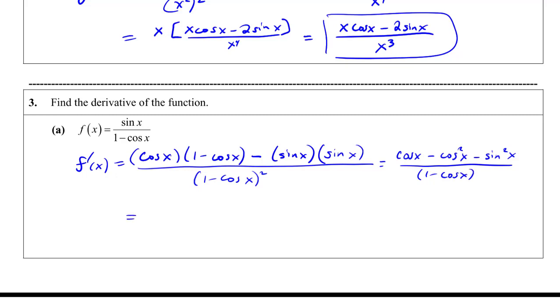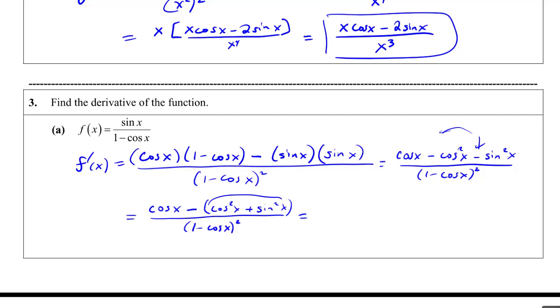Okay. Now, notice the top is actually cosine x minus, and then if I group that, cosine squared x plus sine squared x. So I took the minus sign out of this to put it in parentheses, over 1 minus cosine squared x. I forgot the squaring on the 1 minus cosine squared. But remember the trig identity: this cosine squared plus sine squared is 1. So I get cosine x minus 1 over 1 minus cosine squared x.